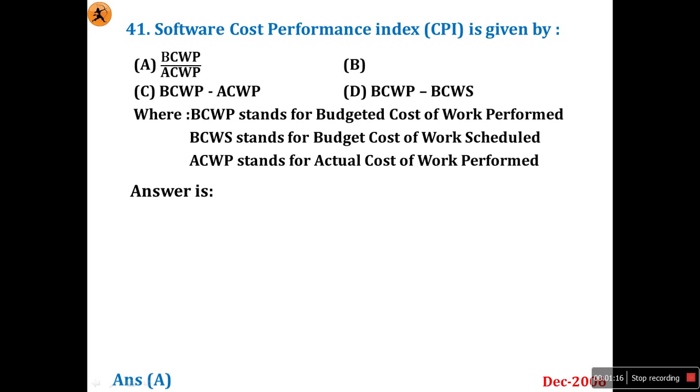directly the option is A. So BCWP divided by ACWP. BCWP stands for, once again, budgeted cost of work performed, divided by actual cost of work performed. This formula is used for finding the software cost performance index.